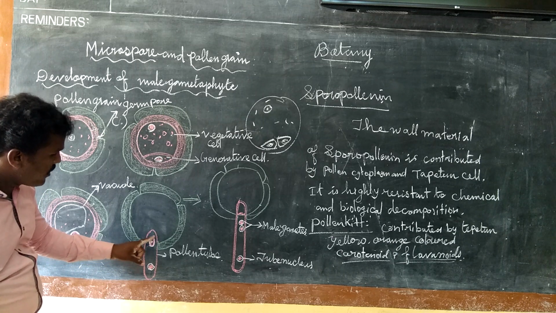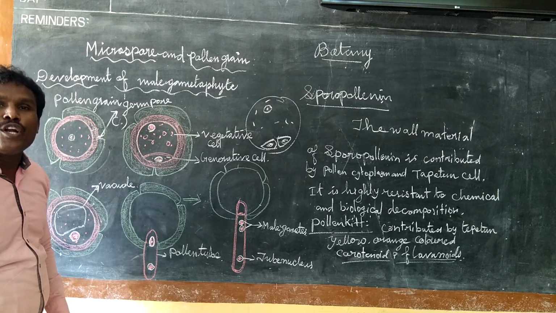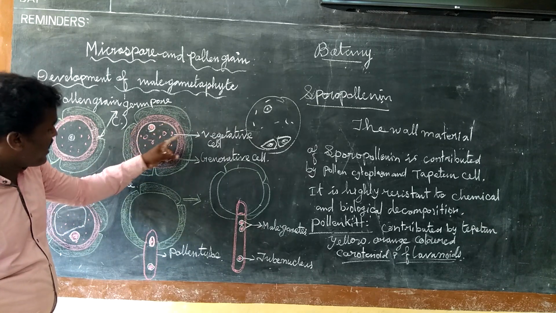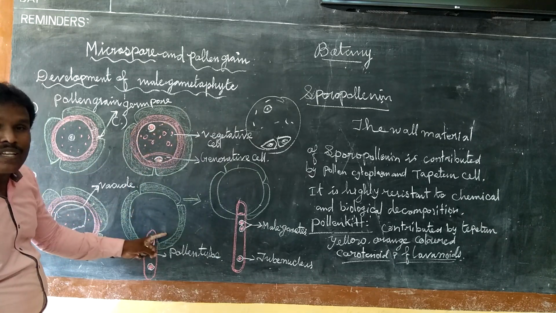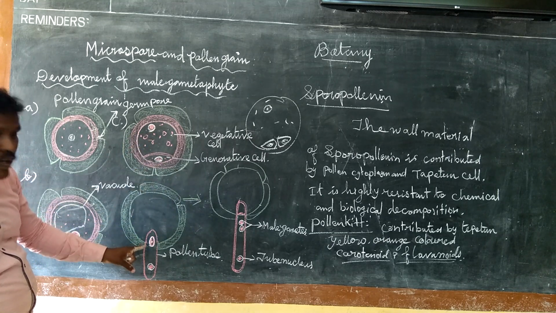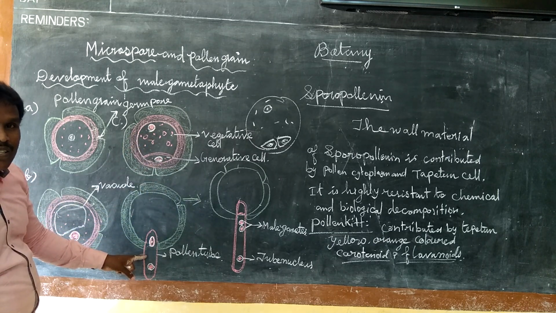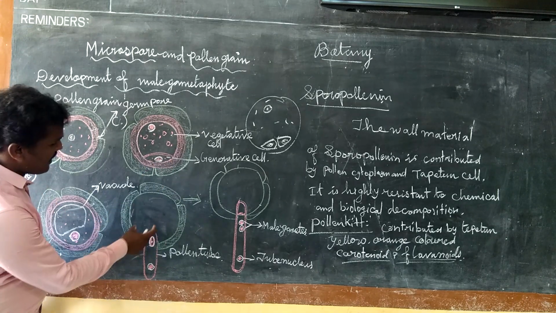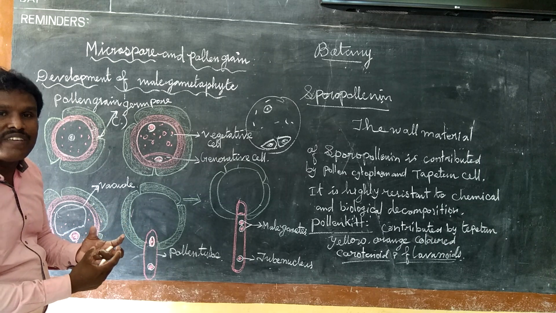Which layer is forming the pollen tube? The intine layer is forming the pollen tube. You could see, this is the intine layer. Here the intine layer is absent. Can you see the difference between these two diagrams? The intine layer is converted into the pollen tube here. Yes or no? So the pollen tube is obtained from the intine layer, which is thin and elastic.